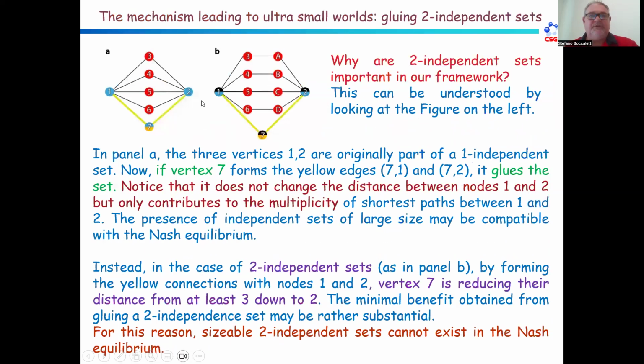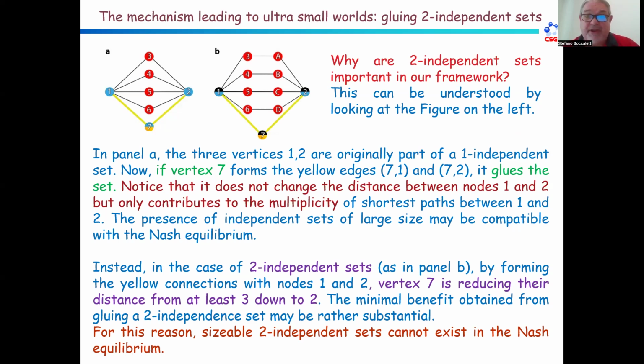Now consider these 2 situations. Consider figure A here. I have nodes 1 and 2, which are in the 1-independent set. So this means that there is not a direct connection, but there are many nodes like 3, 4, 5, 6 that provide connection among these 2 nodes. And now imagine that an external node, node 7, decides to bridge 1 and 2, to make connection to all the members of the 1-independent set. So 1 and 2. This is a legitimate move.